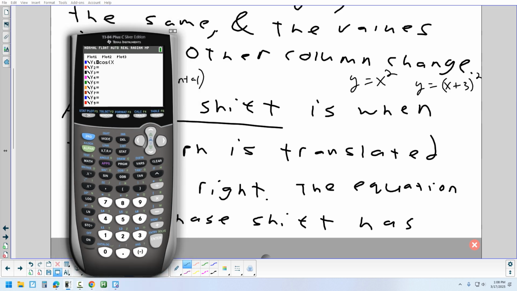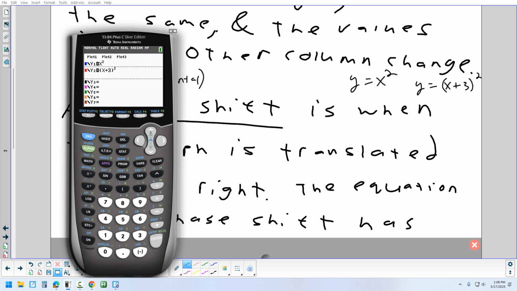Again, that's not trig, but it's still going to be exactly the same idea when we do sine and cosine. So there's x squared, and there's x plus 3 squared. There's the blue one and there's the red one. So which way did plus 3 move it? It moved it left. So plus is going to move your graph to the left.